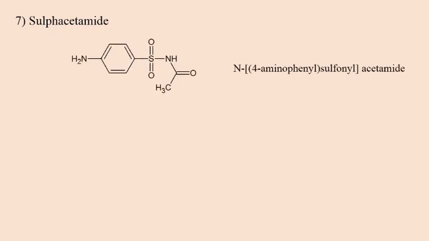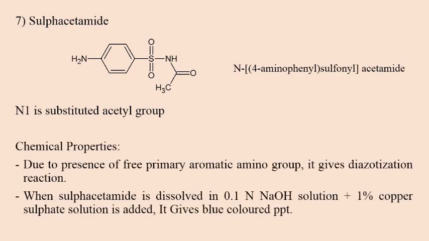Next drug is sulphacetamide. Now a simple drug. An acetamide group is attached to the N1 position of sulfonamide, an acetyl group. Chemical properties: due to presence of the free amino group, it gives diazotization reaction. Color reaction with 1% copper sulfate solution gives a blue colored precipitate.